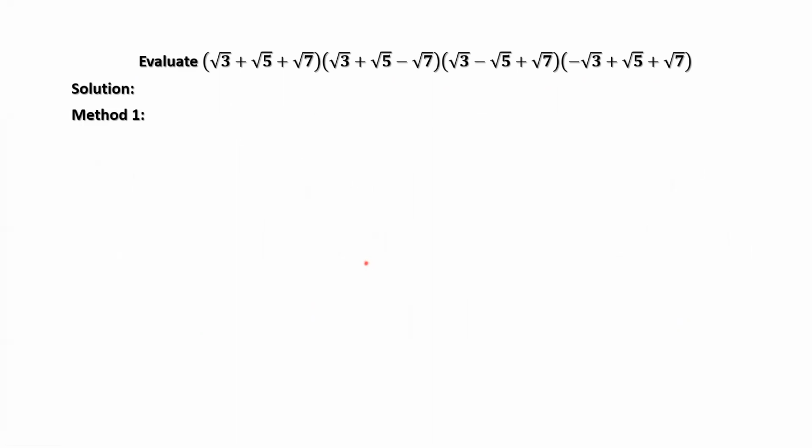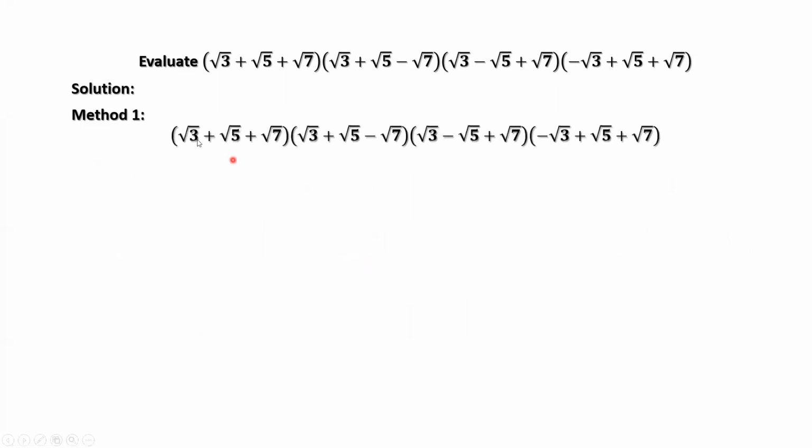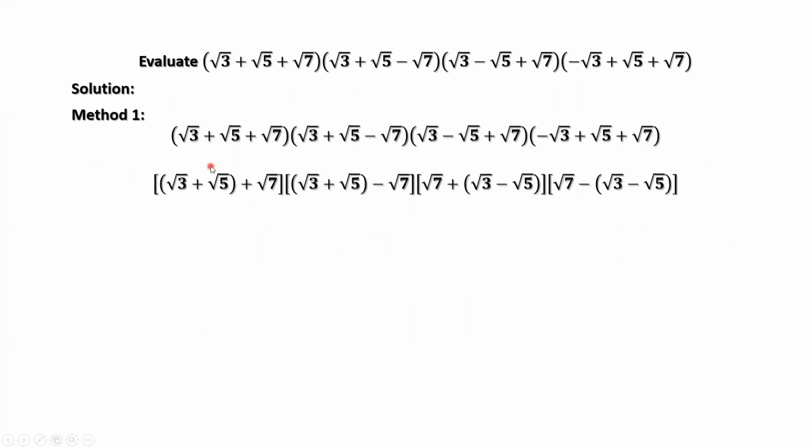The first method, we want to evaluate this expression. We can group the first two as a group, the last two as a group. How? For the first factor, we group square root of 3 plus square root of 5. In the second factor, square root of 3 plus square root of 5 as a group. The first two factors are in one pair.